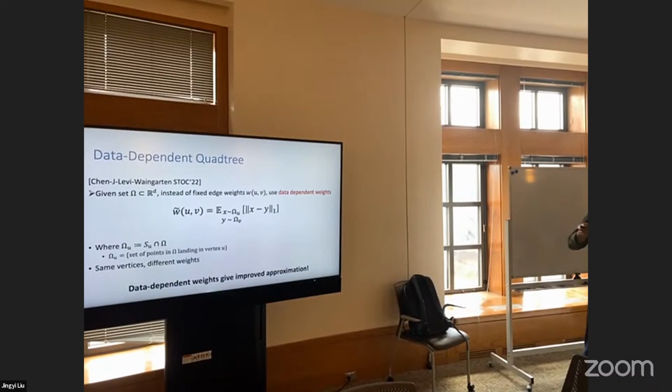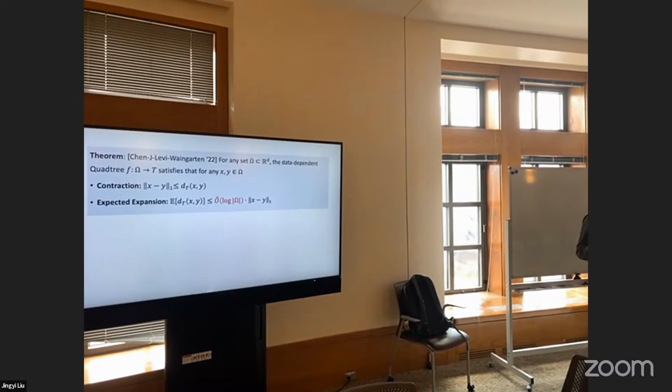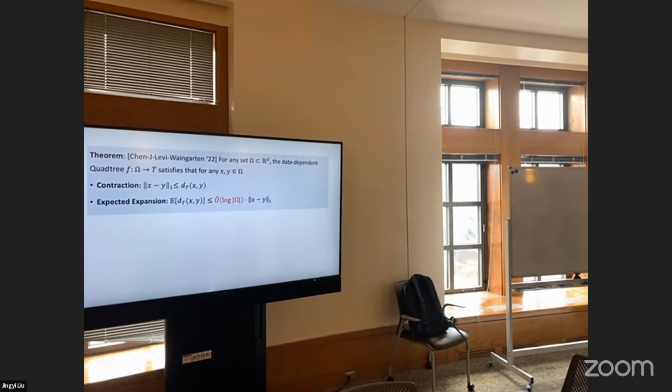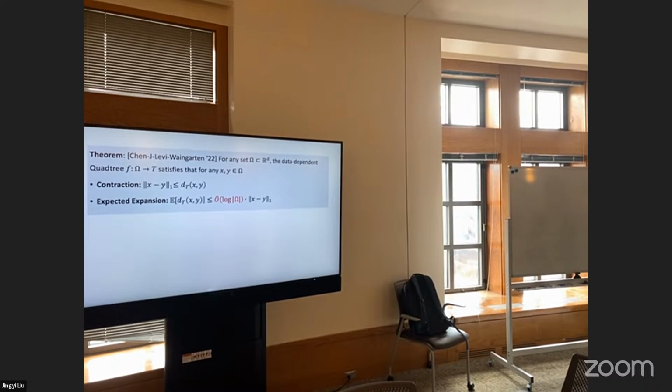So what we showed in that paper was that if you just do this change, first of all, for the points in your data set, you get contraction deterministically. It's fairly easy to show this just by a triangle inequality argument. So points never contract in distance. And moreover, the expected expansion is only a log omega factor larger than the original distance, where omega is the number of points you're embedding, the number of points that your tree depended on.